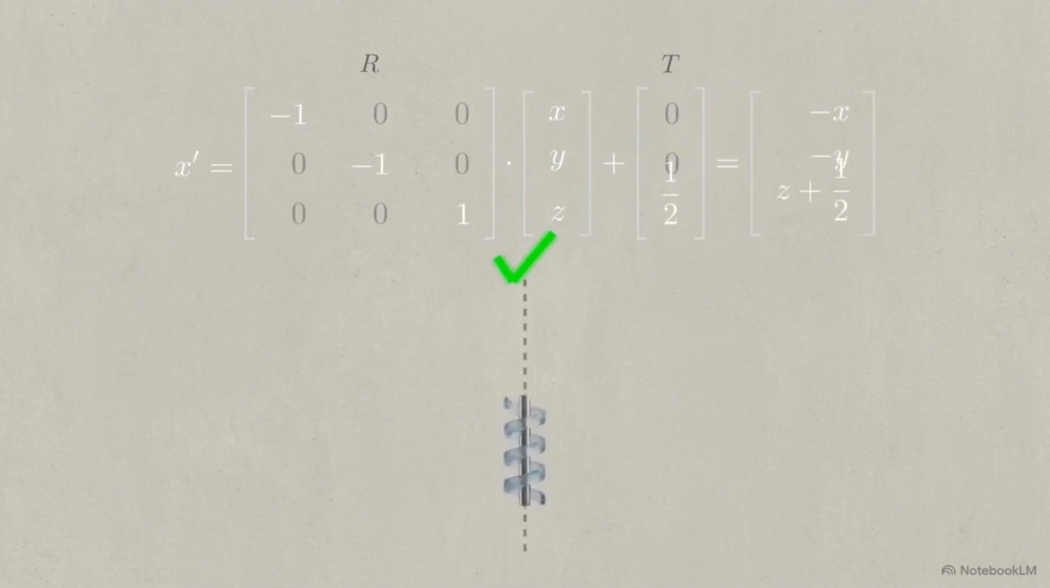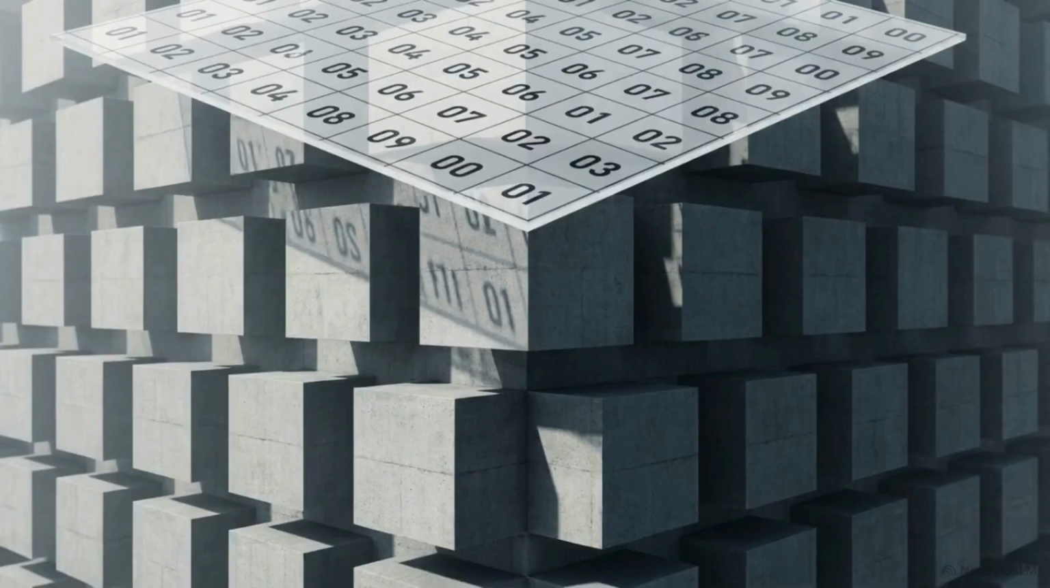By plugging the integers -1 and the fraction 1/2 directly into these grids, the computer performs a single calculation that matches the physical screw axis movement we saw earlier. Complexity is reduced to efficiency. Physical movements are now packaged as unified, repeatable mathematical instructions.